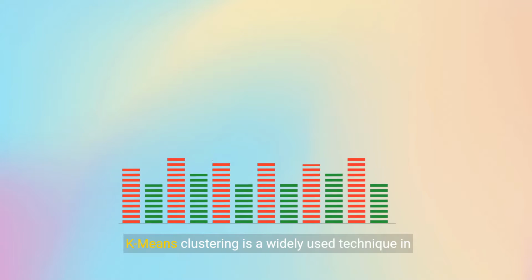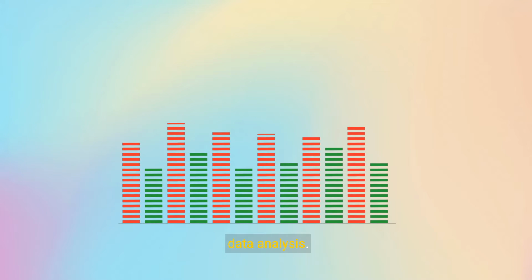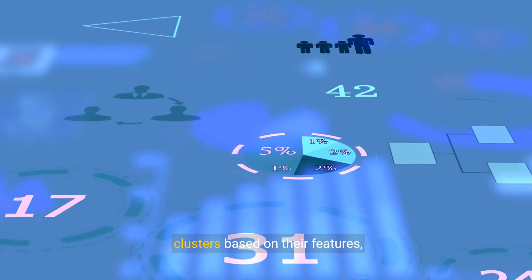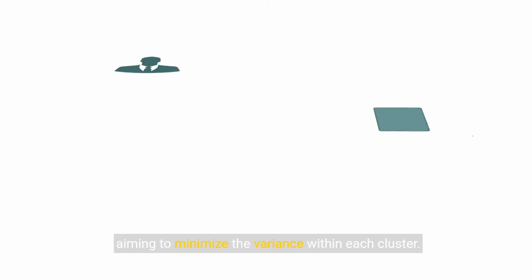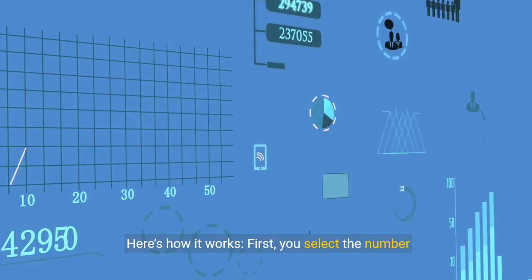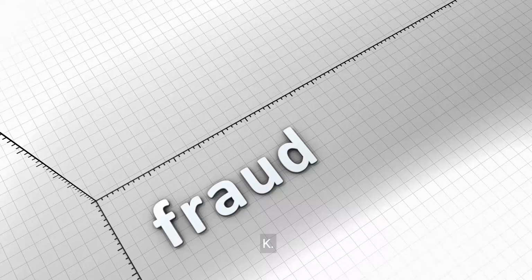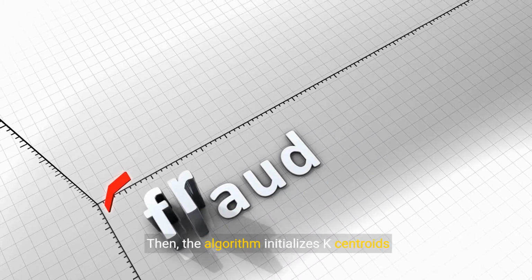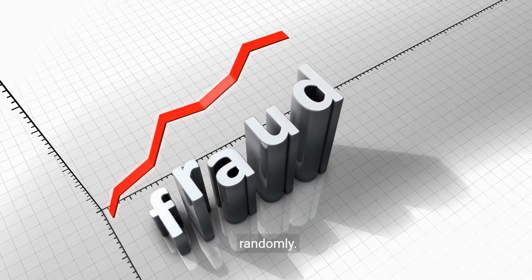K-means clustering is a widely used technique in data analysis. K-means works by partitioning data into distinct clusters based on their features, aiming to minimize the variance within each cluster. Here's how it works. First, you select the number of clusters K. Then, the algorithm initializes K centroids randomly.